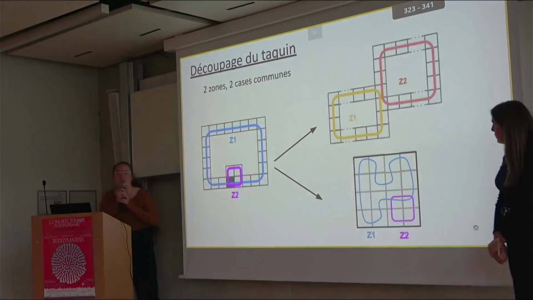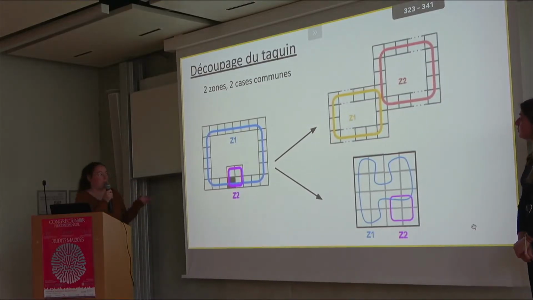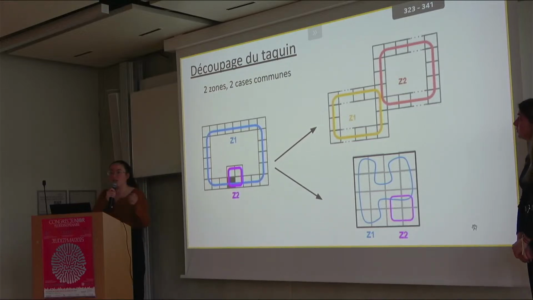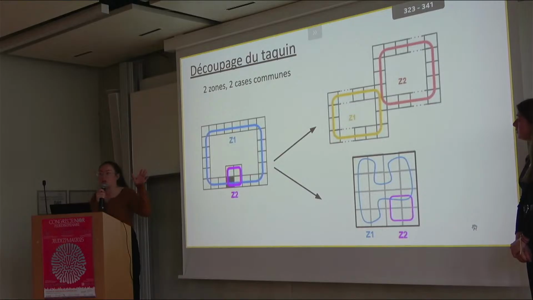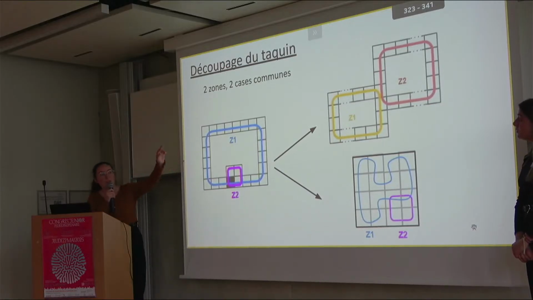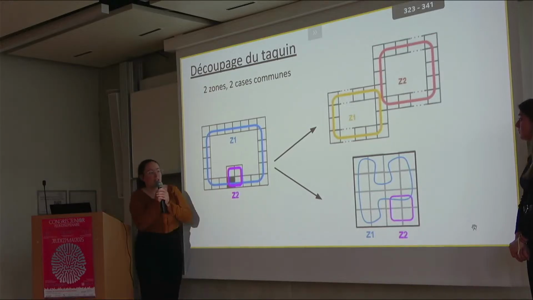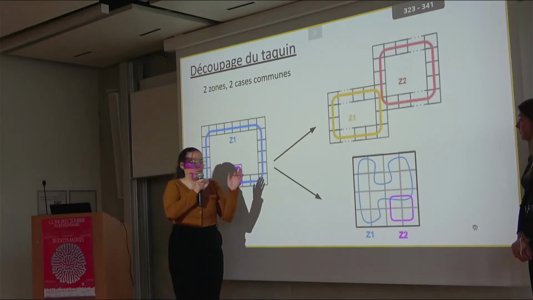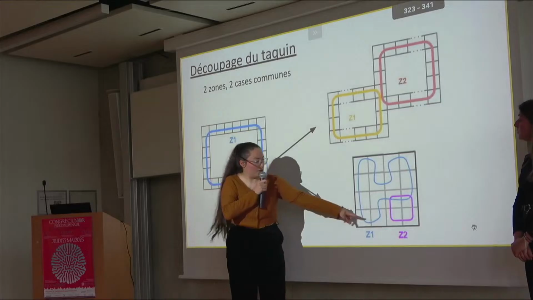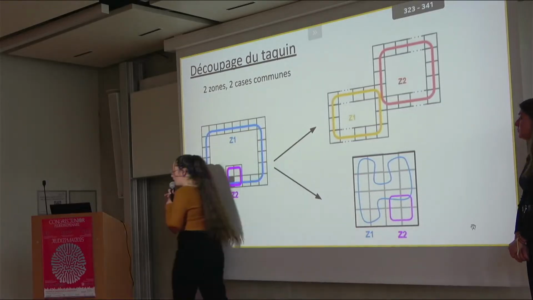So by this algorithm, we proved that we could make every even permutation in this case, and we can generalize that algorithm to every Taquin with 2 zones with exactly 2 common squares. This means that our first Taquin can make every even permutation, since here we can make 2 zones with exactly 2 common squares.